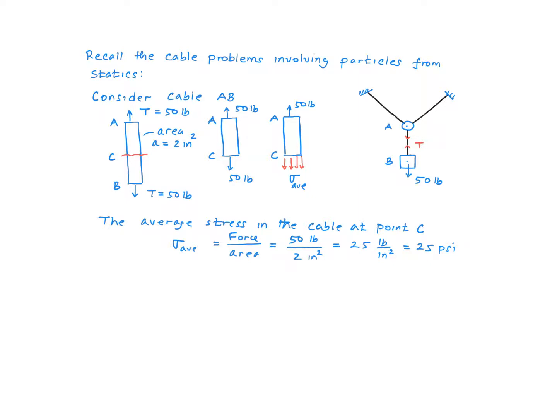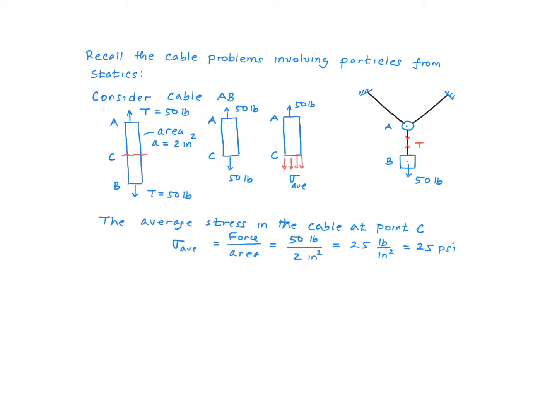And you can see for the same tension of 50 pounds, if the cable had a bigger cross-sectional area, the stress would have been smaller. Or on the other hand, if the cable had a smaller cross-sectional area, the stress would have been higher, right? Notice that I used the phrase average stress to describe this, right?